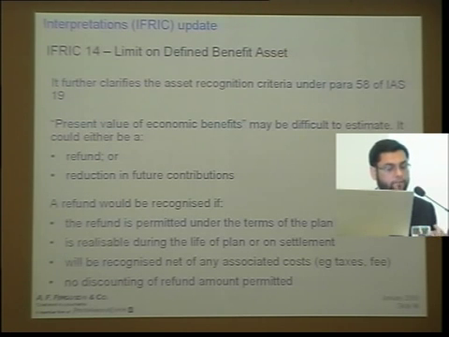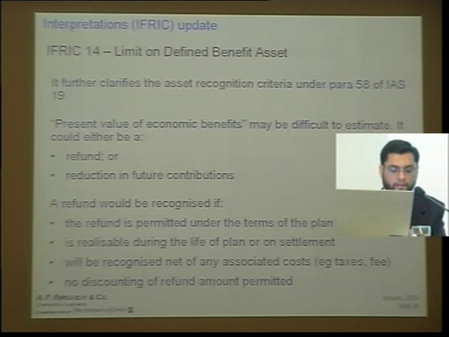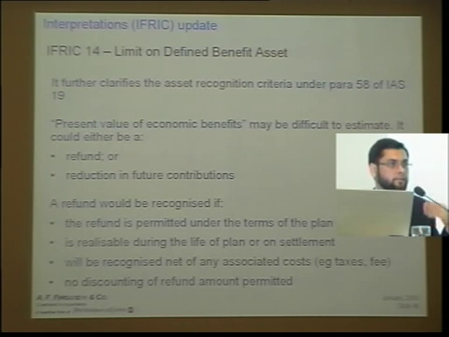Or if there is a reduction in future contributions, like I know my future contributions would be reduced because of this, then I can recognize this asset. A refund would be recognized if the refund is permitted under the terms of the plan. First of all, the plan must allow that the refund is permitted. Now, this amendment is important in the Pakistan context because we have seen many accounts whereby the refund is recognized without looking at the conditions. So if there is a surplus in the fund, it is taken back into the company. You can't really do that right away. You need to follow some conditions on that.